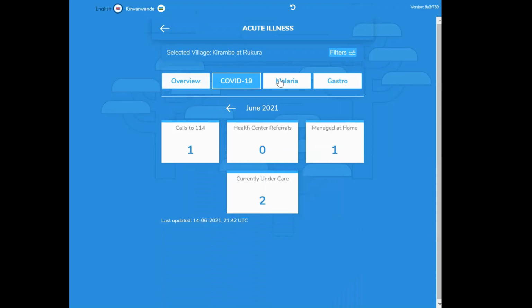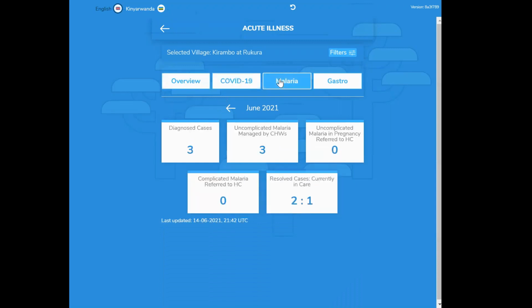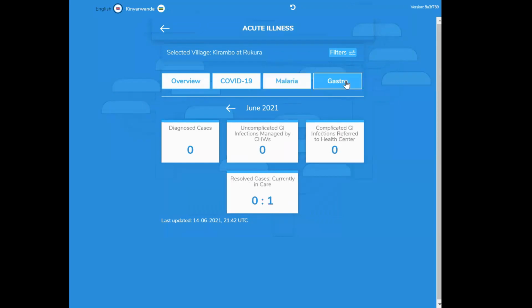COVID-19, number of malaria cases, uncomplicated managed by community health workers versus complicated and referred to the health center, or uncomplicated but referred to the health center due to pregnancy, and then gastroenteritis as well.